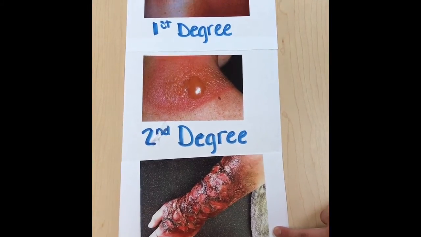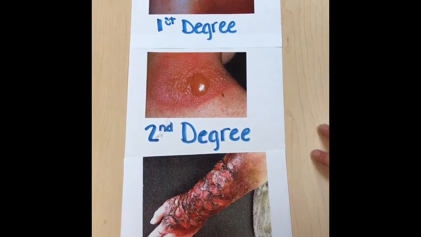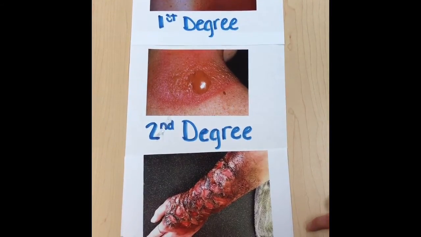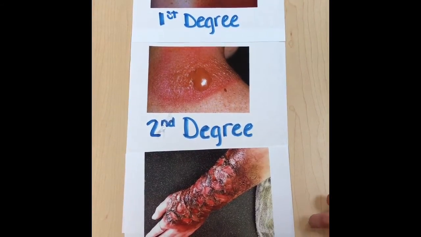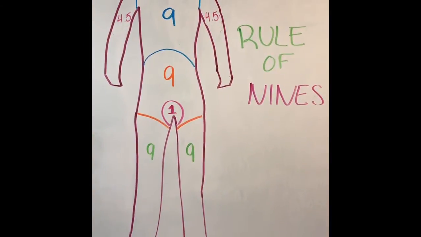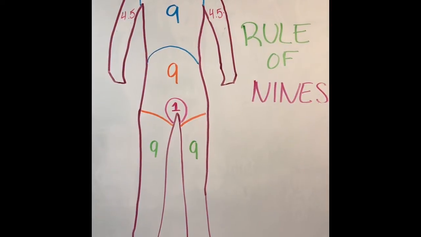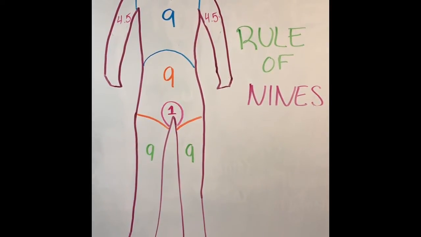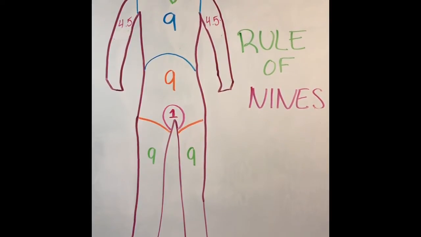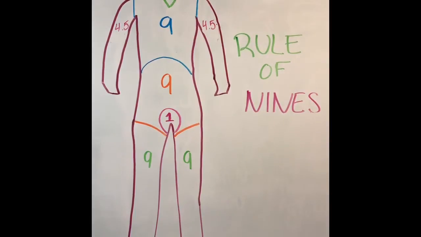Third degree is full thickness burns. The fire burned right straight through the dermis, completely through the entire thickness of the skin. Now, when you're evaluating the severity of burns, you use the rule of nines. We have the body separated into different sections. Each section is about 9%. So you just add up the different percentages.